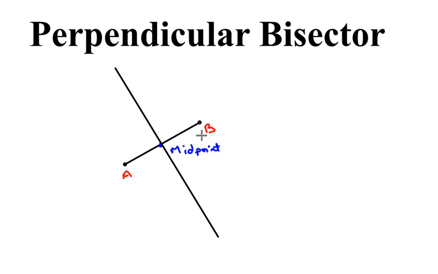So step 1, midpoint. Step 2, find the slope of AB. And right here, this line right here is my perpendicular bisector. So I'm writing the equation of this one.